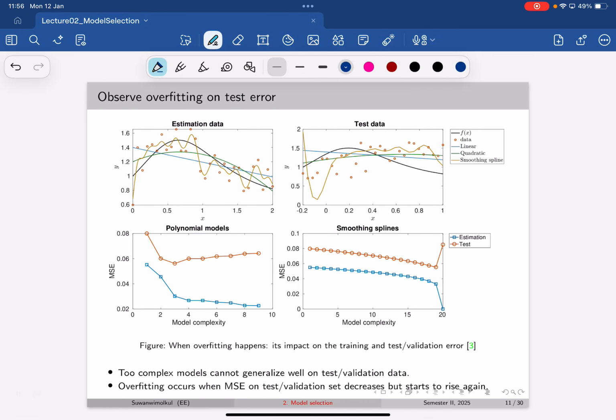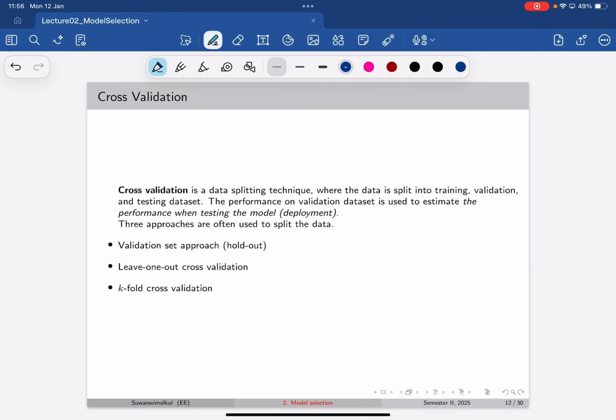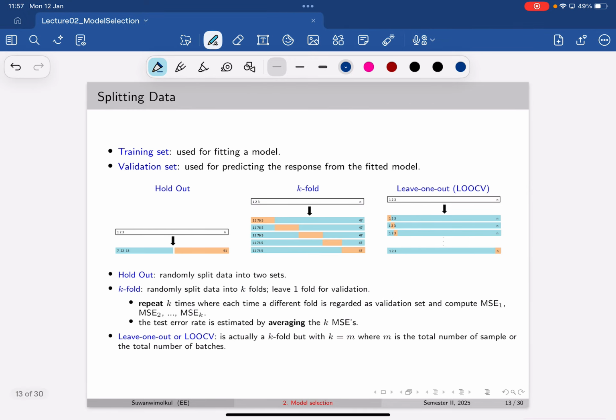But the thing is, how many types of data splitting can we do? What we've seen in the code is just one type, the holdout technique. But in fact, there are 3 types. So the holdout is simply, you just divide the data once, right?